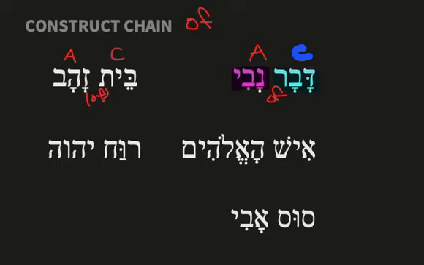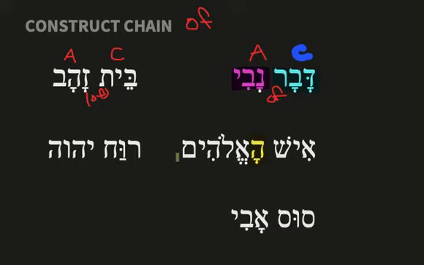When defining definiteness in a construct chain, only the absolute noun can have the definite article. And if the absolute noun is definite, then the entire chain is definite. It makes the whole thing definite. So, in this example right here, ish ha Elohim, notice it is the absolute noun Elohim that has the article. And therefore, the entire chain is definite. Rather than being "a man, the God," it is "the man of God."